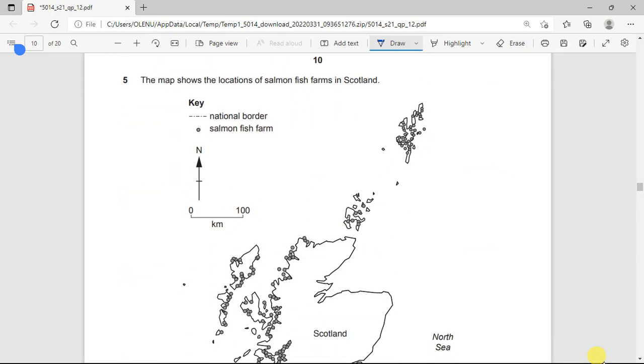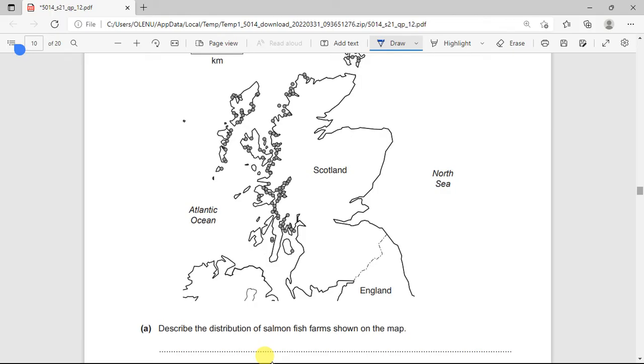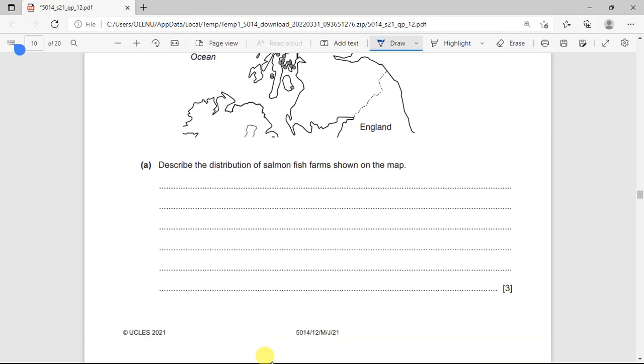Now we have question 5. The map shows the location of salmon fish farms in Scotland. We have the national borders and the salmon fish farms. These individual dots indicate the farms, and this is the border. It's in Scotland. You have the scale and the compass direction. They say describe the distribution of salmon fish farms shown on the map.